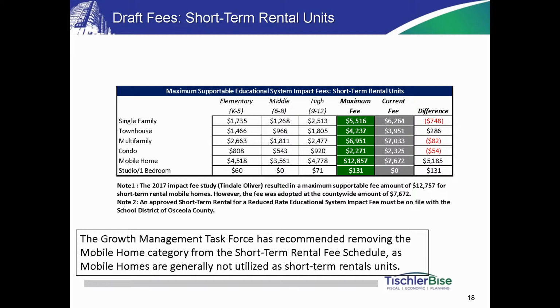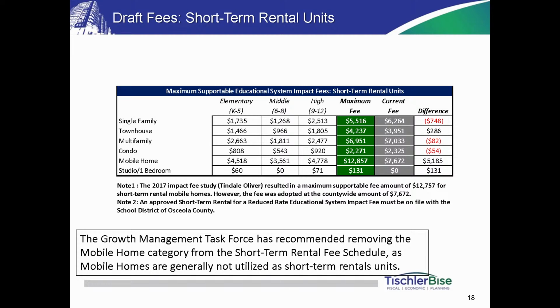So that's an important consideration. But the Growth Management Task Force did recommend removing the mobile home category from the short-term rental fee schedule. As someone, I think this gentleman here said, mobile homes are generally not utilized as short-term rentals. The challenge is that you have those large units of mobile homes in that short-term overlay, Park, Sherwood Forest, Osceola, and some other places out there in that Davenport area, that aren't being used as short-term rentals, but they have a lot of kids.